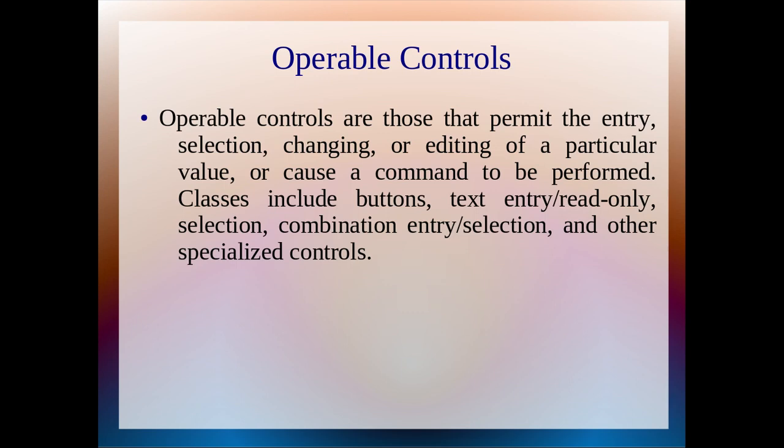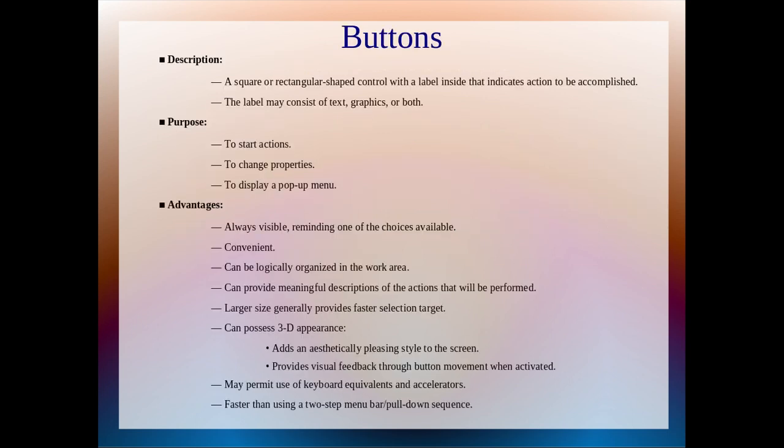Operable controls are those that permit the entry, selection, changing or editing of a particular value or cause a command to be performed. Classes include buttons, text entry, read only, selection, combination entry selection, and other specialized controls. First we discuss buttons. The description: a square or rectangular shaped control with a label inside that indicates the action to be accomplished. The label may consist of text, graphics, or both. The purpose of a button: to start actions, to change properties, to display a pop-up menu.